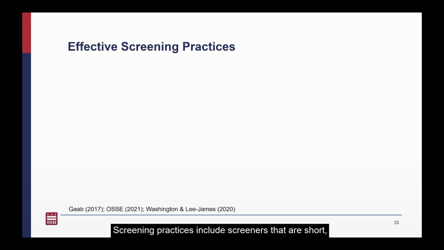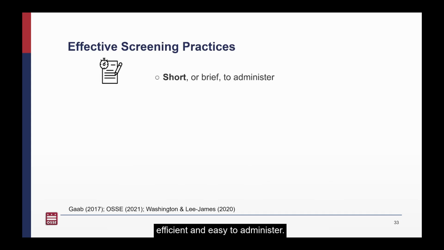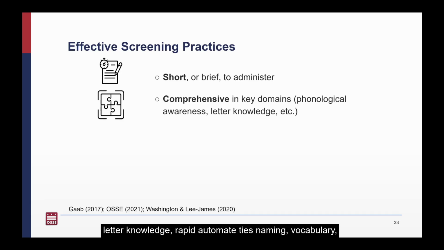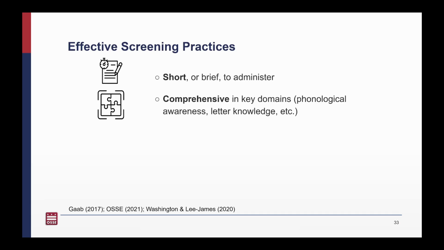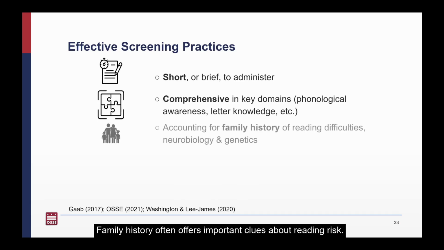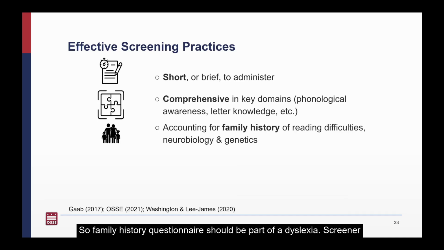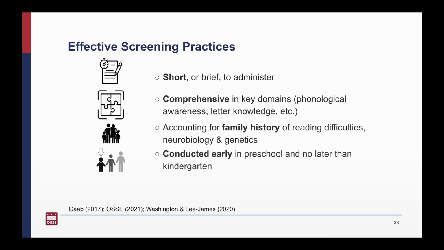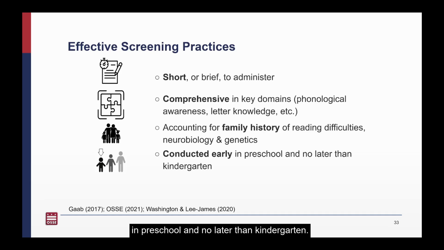Effective dyslexia screening practices include screeners that are short, efficient, and easy to administer. They should be comprehensive in key domains such as phonological awareness, letter knowledge, rapid automatized naming, vocabulary, listening, and reading comprehension. Family history often offers important clues about reading risk, so family history questionnaires should be part of a dyslexia screener. Screening for dyslexia should be conducted early in preschool and no later than kindergarten.